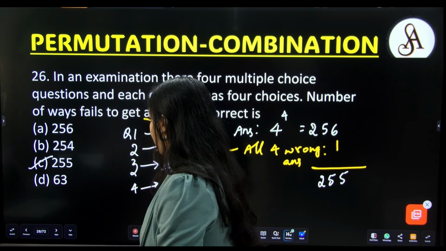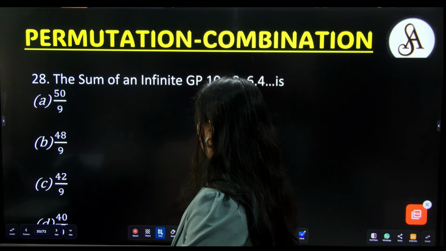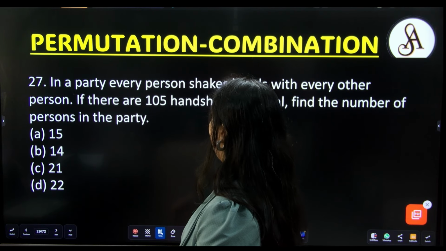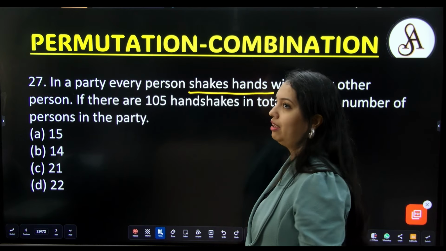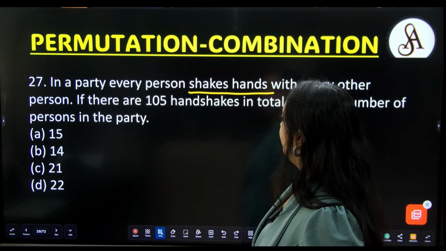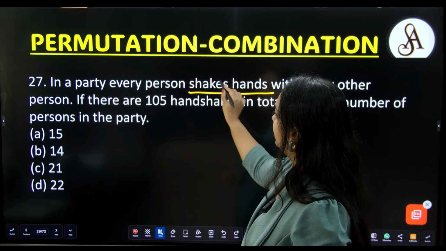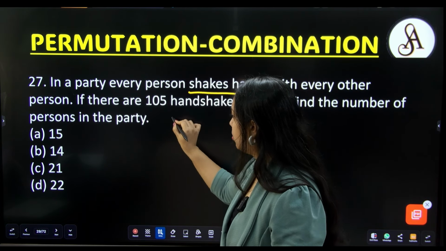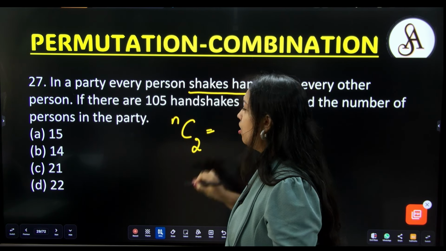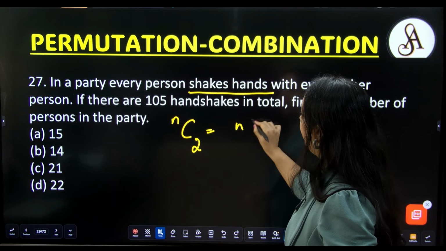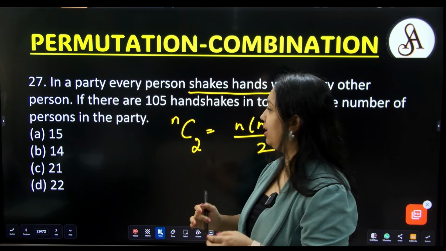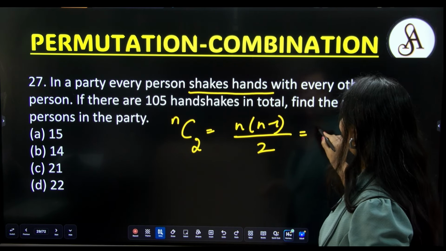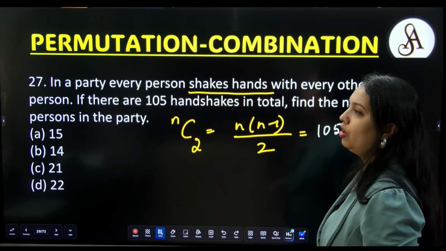Next. In a party, every person shakes hand. This question was asked even in our RTP this time. The minute you see a handshake question, it is combination nC2. What is the formula for nC2? n into n minus 1 divided by 2. You need two people to shake hands, correct? So total number of handshakes is given in the question as 105.